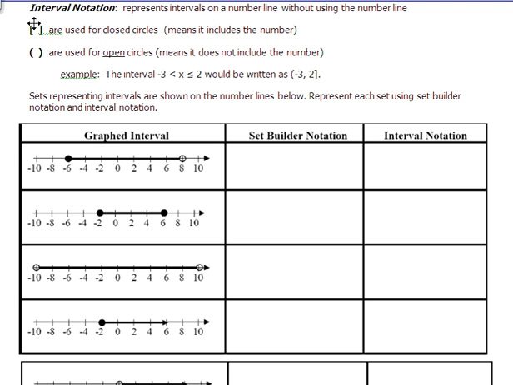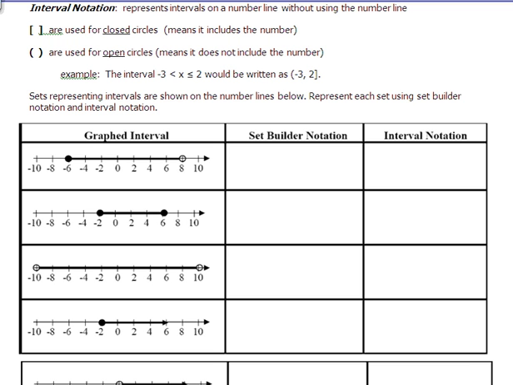These square brackets we call hard brackets, and they're used in place of your filled in circles, your closed circles, and it means that we include that number. The open brackets, parentheses, soft brackets, those are all synonymous. So open brackets, soft brackets, parentheses are used for open circles. We do not include that given number. So for expressing the interval x is greater than -3 and less than or equal to 2, we would use the soft bracket by the -3, and the hard bracket by the 2.